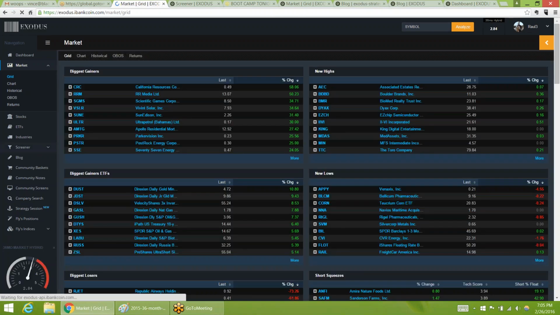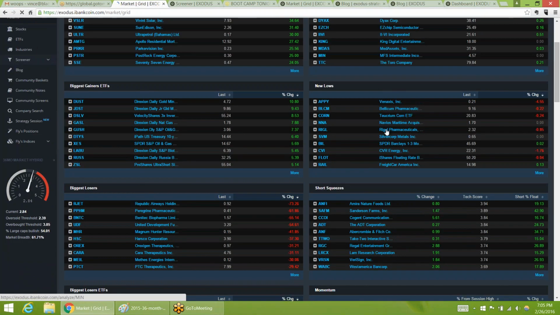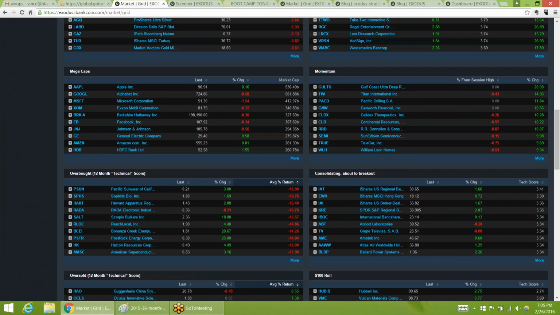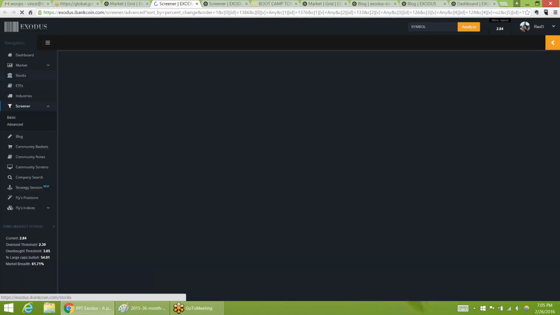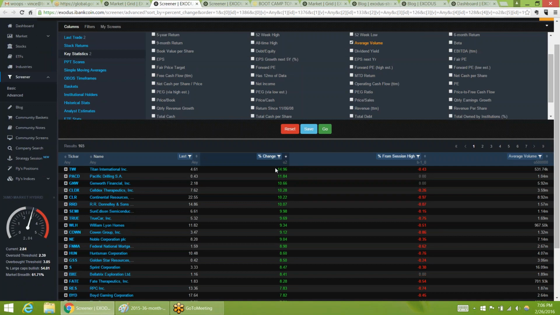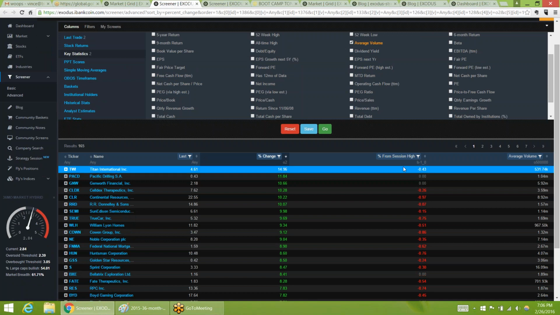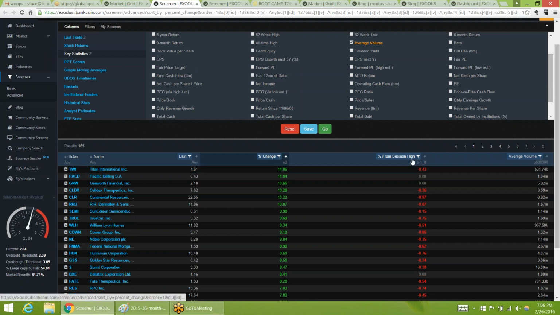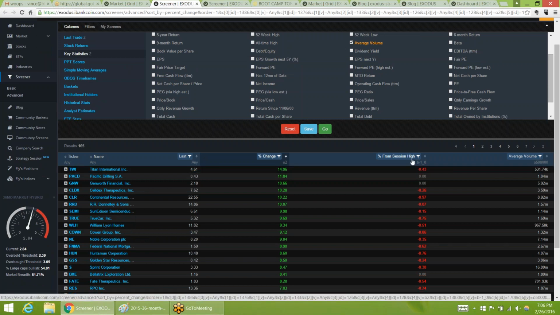So I'm going to look at this momentum screen. If you hit that little more link below it, it's going to open it up in the screener, and you'll see what this is looking to do. It's looking for stocks that are up over 2% on the session and within 1% of their session high. So it's looking for stocks that are being accumulated intraday and holding on to their gains, suggesting there's some momentum on these positions.